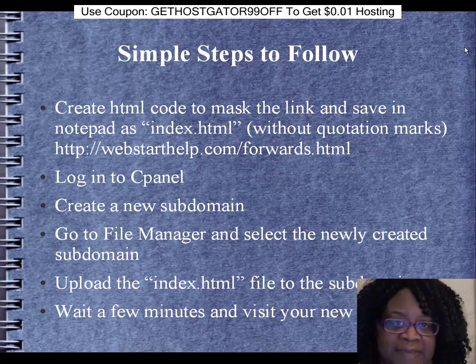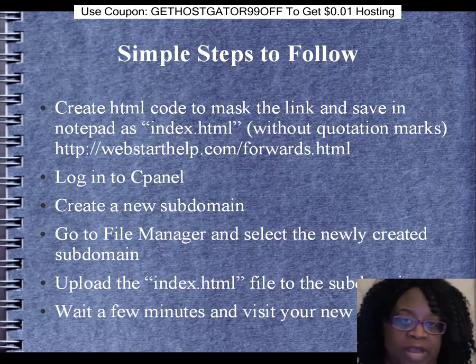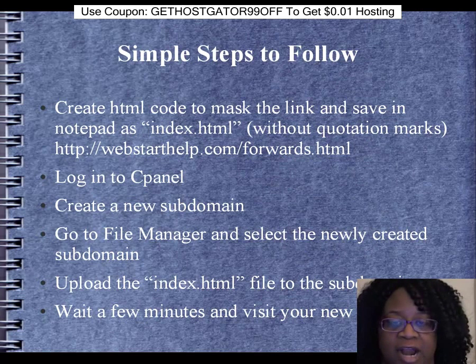Then we're going to go into cPanel. We'll log into our website. We're going to create a new subdomain. Then we're going to go to the file manager and access the new subdomain that we just created. Once we do that, we're going to upload the index.html file to our new subdomain and wait a few minutes, and then we'll be able to go to our new masked URL. All right? So hold on. I'm going to go to my screen, and we're going to show you how it's done.